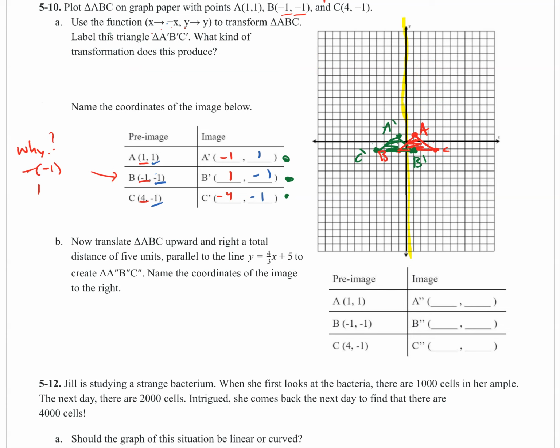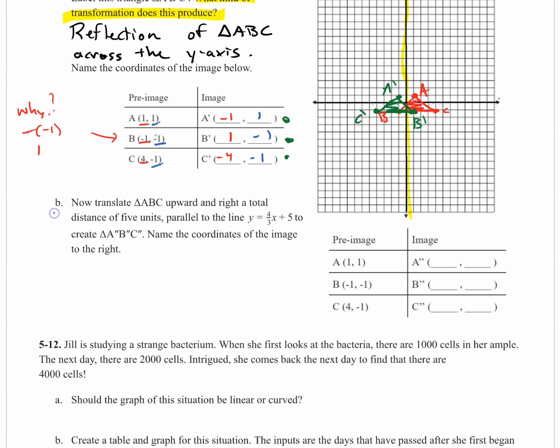So, what kind of transformation does this produce? Reflection of triangle ABC over the y-axis. Or I think in class I said across the y-axis. It's the same thing, over or across the y-axis. So they're mirror images of each other. Alright, you can try B.